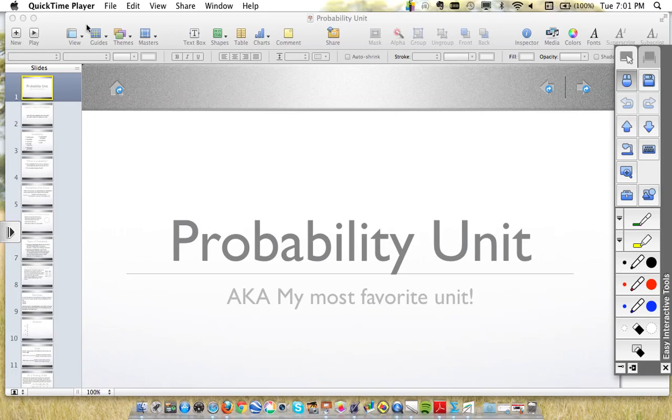Teach, to do, because that's where all the games happen. Learn about things like chance and what are the odds of this and what's the probability of that. I just have a lot of fun with this particular unit.